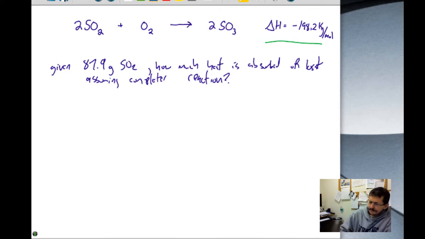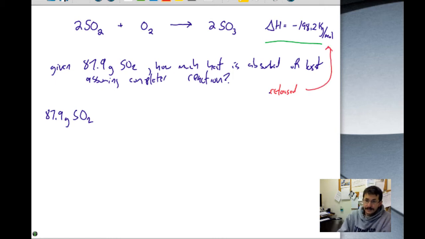Very typical problem. In fact, anything you do normally with stoichiometry, you can do with the heat as well. This is why we spent the past 6-7 weeks dealing with counting moles, because once we know how many moles, we can actually relate it to other quantities. So, given 87.9 grams of SO2, we can figure out how much heat is absorbed or lost, assuming complete reaction. Well, we know that this is going to be heat released. And again, the reason for that is the sign on the enthalpy. Everything after that is just gravy.